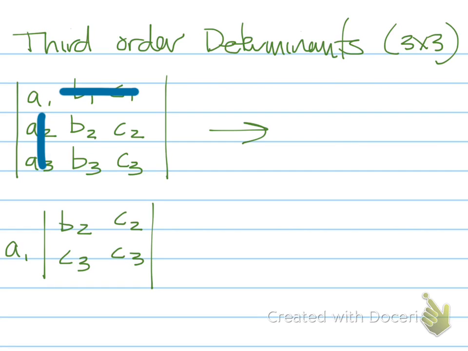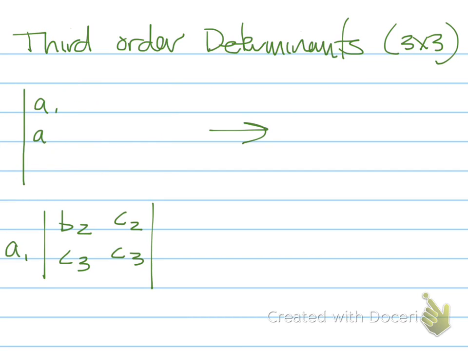So the first part of finding the determinant for a third order determinant, we want to take the first element, first row, first column, and we're going to multiply that by all the elements that are not in the same row or column as A1. So multiply A1 and then cross out everything else that's in the same row and column as A1. And we're going to multiply A1 by the determinant of that 2x2 matrix.